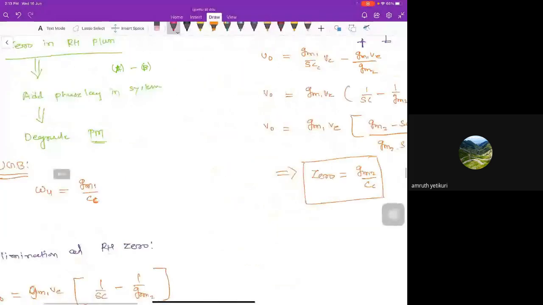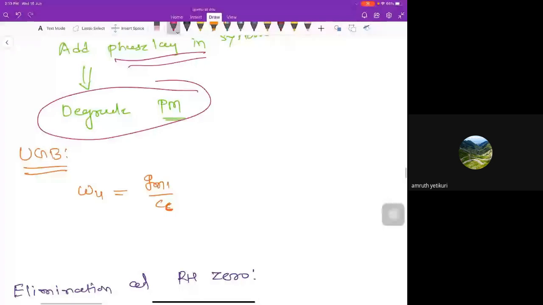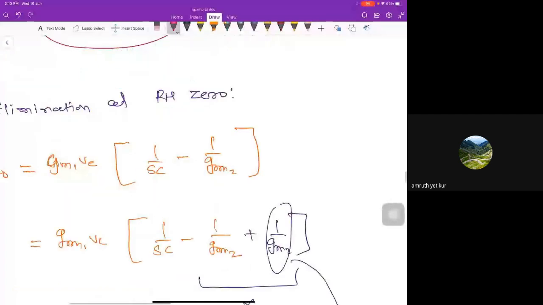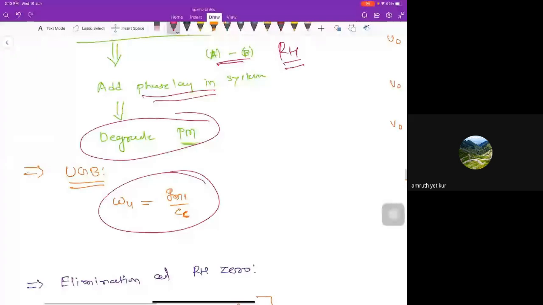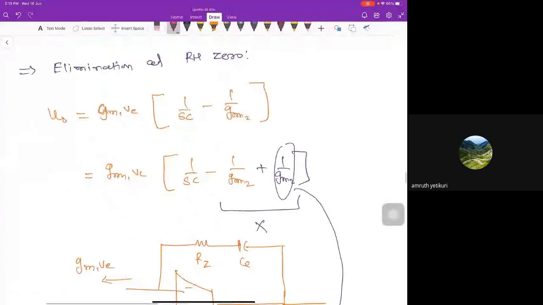And finally the UGB, that's what I'm targeting. There's the transconductance of the first stage, and that current passes to the coupling capacitor, and that's what I want. So it's GM1 by CC. Now we already see that this zero is troubling us. This bloody fellow is troubling us, right? So we want to eliminate it.